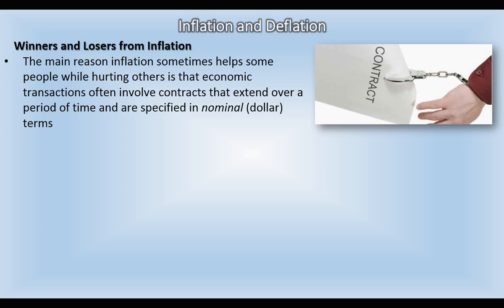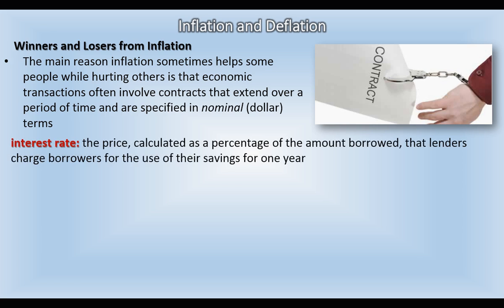But contracts are specified in nominal terms, so they don't necessarily state changes in inflation, even though they try to project them and include that in the calculations. So the interest rate that's generally included in a contract is vulnerable to inflation, changes in the price level. The interest rate is the price, calculated as a percent of the amount borrowed, that lenders charge borrowers for use of their savings for 1 year.